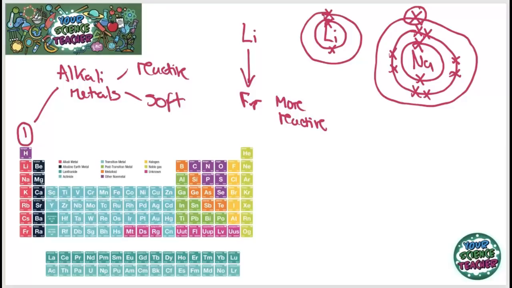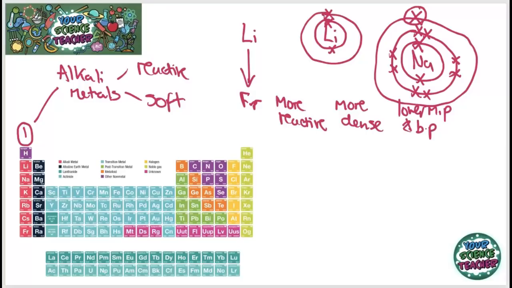Now, as well as getting more reactive down group 1, they also get more dense down the group. In fact, if they weren't so reactive, you would observe them sinking, whereas lithium floating on the water. And another trend that you just need to learn is you get a lower melting point and boiling point as you go down that group.